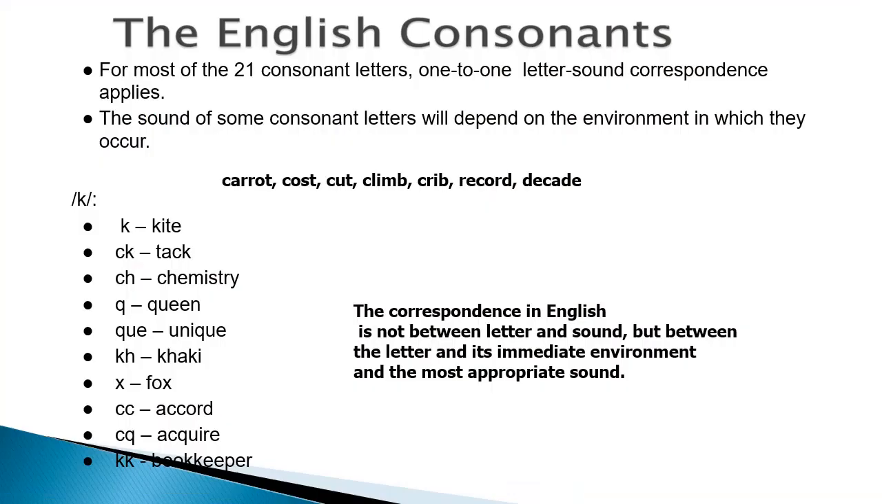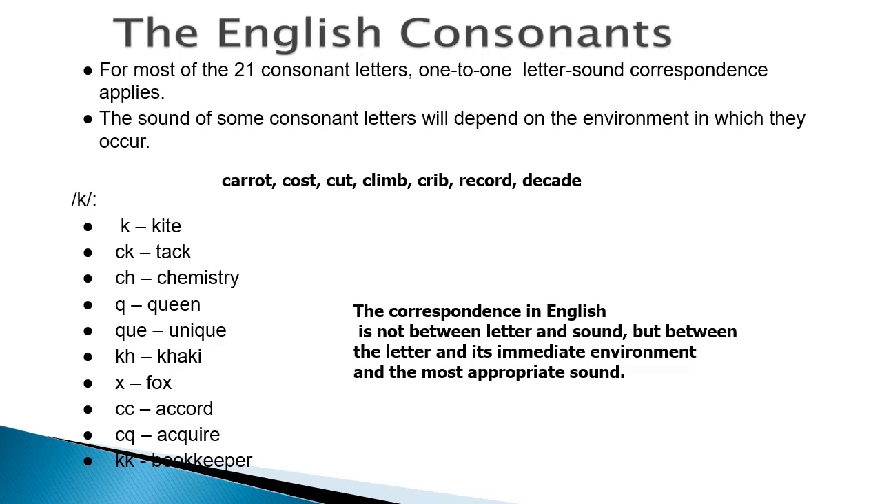For most of the 21 consonant letters, one-to-one letter-sound correspondence applies. The sound of some consonant letters will depend on the environment in which they occur, which means where the letter is or what's going on around that letter. Let's have the example of the letter C. The letter C can have the K sound when followed by A, O, and U, for example, carrot, cost, and cut, or by the consonant letters L or R, like climb, crib, but it sounds like an S sound when followed by the vowels E or I.